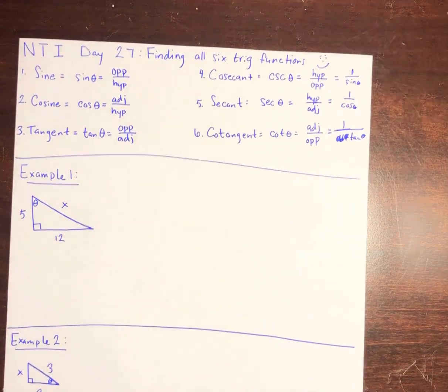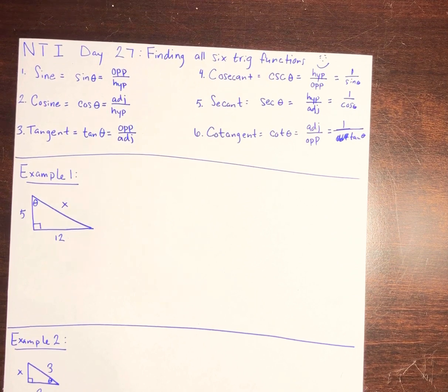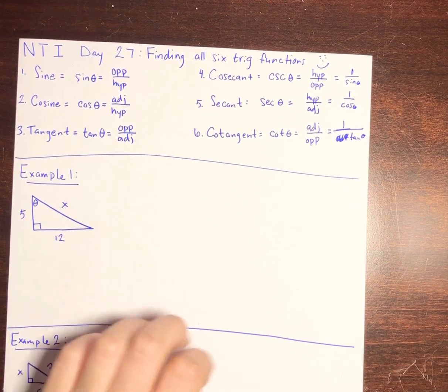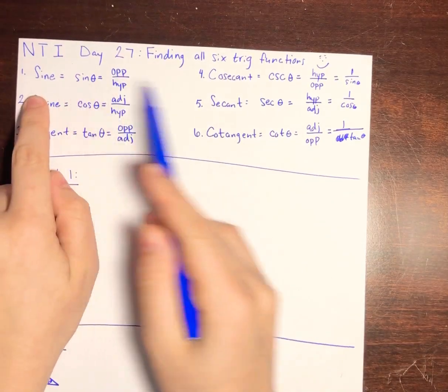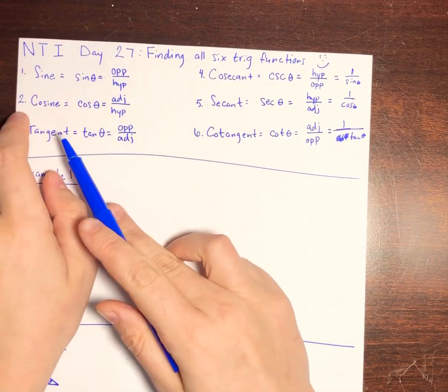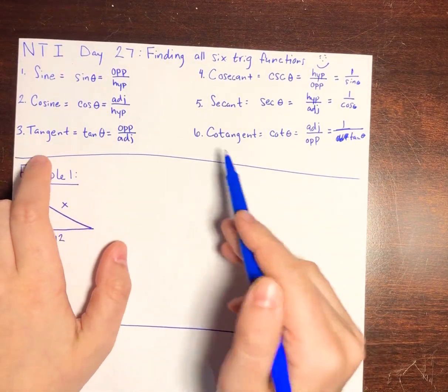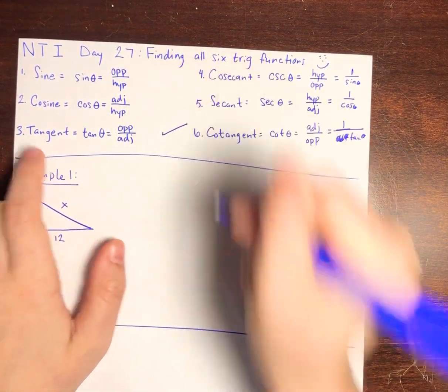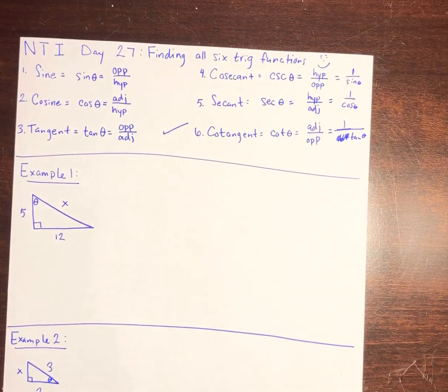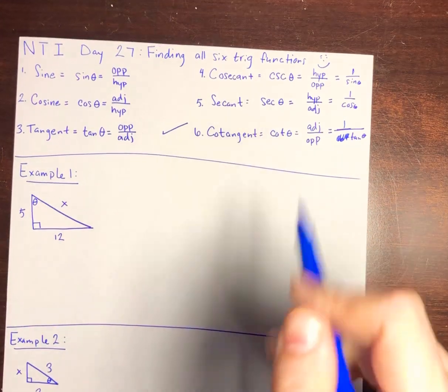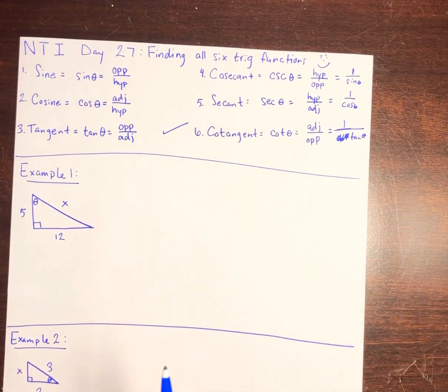So if you just remember which one goes with which original trig function, it's not that hard to find them, you just gotta flip the fractions. So sine goes with cosecant, cosine goes with secant, and tangent goes with cotangent. Now tangent and cotangent are the easiest ones to remember because they both have tangent in it, so it's pretty obvious that they go together. And then sine and cosecant go together, and cosine and secant go together.